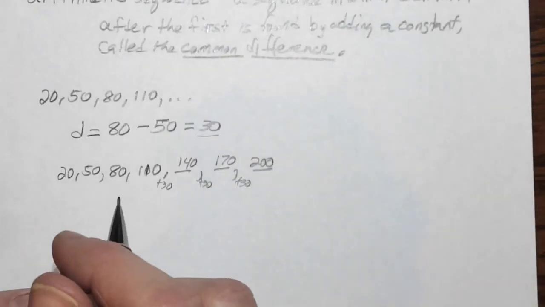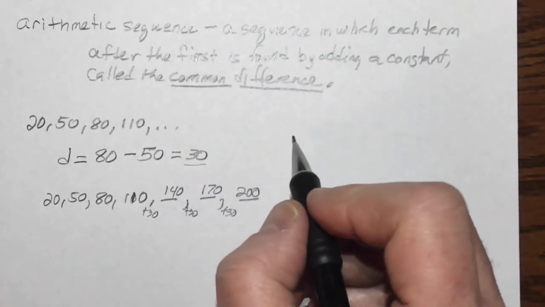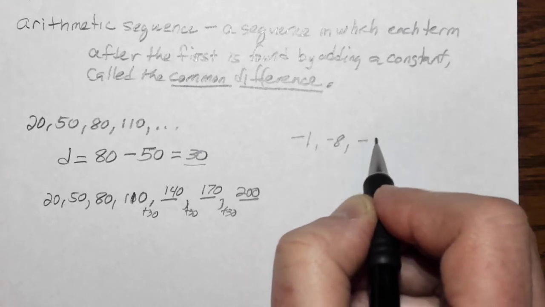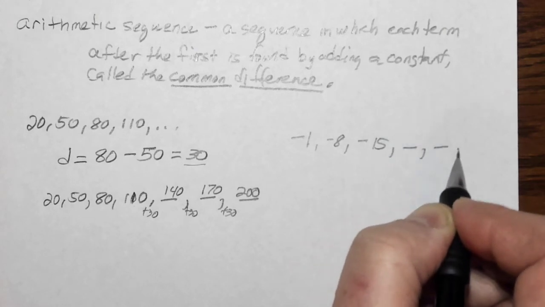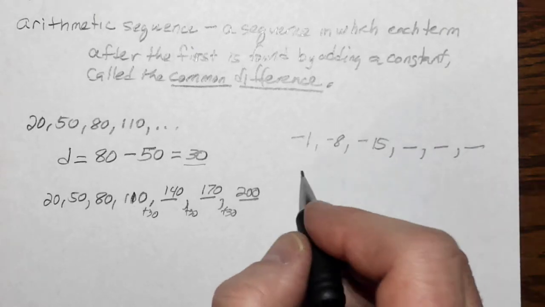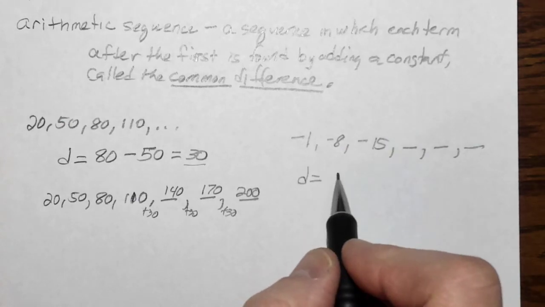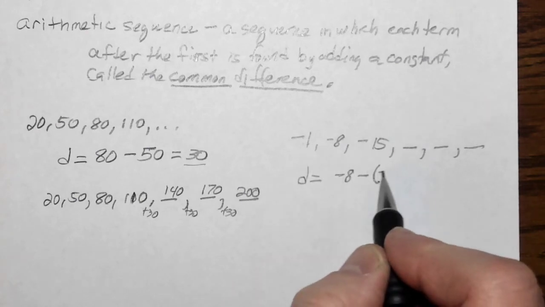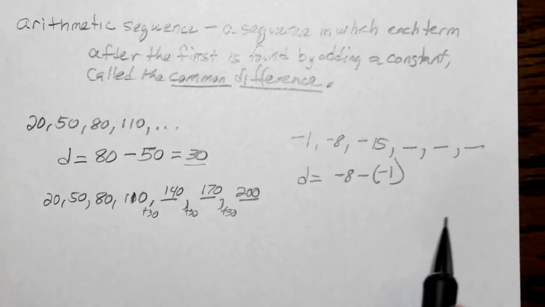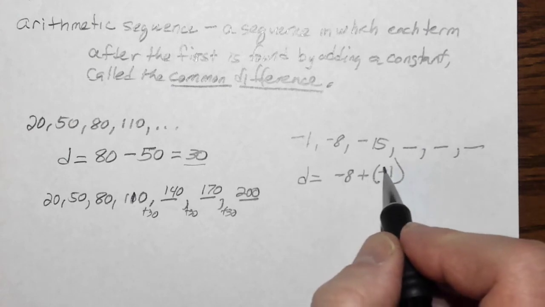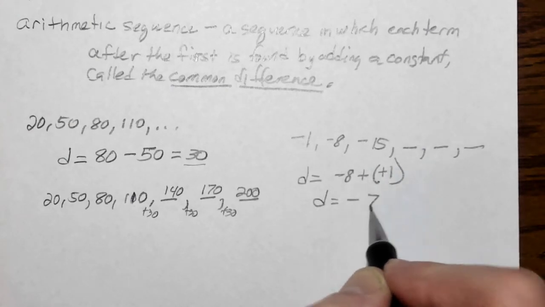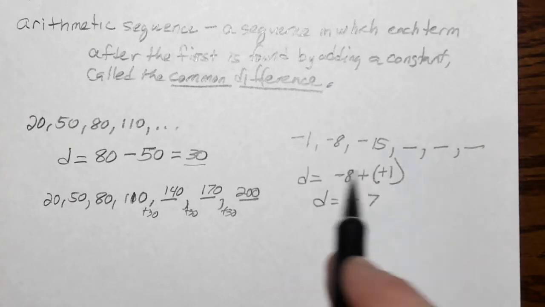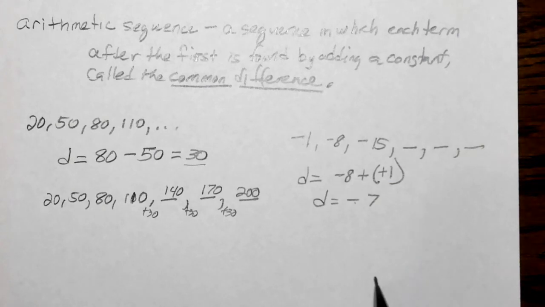Another example would be if I had the sequence -1, -8, -15, and I wanted to find the next three terms. So I need to find the common difference first. So I'm just going to pick the second term, -8, and I'm going to subtract the term in front of it. Just be really careful with that subtraction. Minus a minus is a plus, so my common difference is -7. Also notice that the numbers are getting smaller, and when that happens, the common difference is always negative.